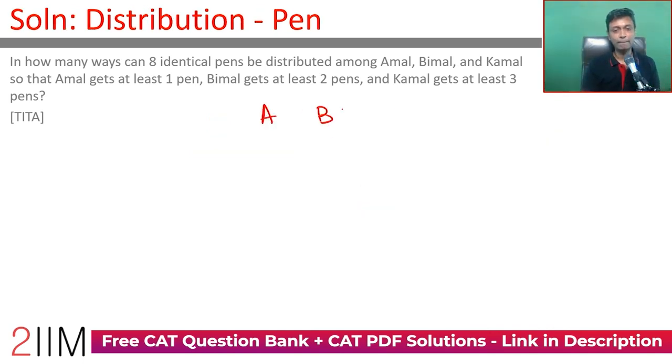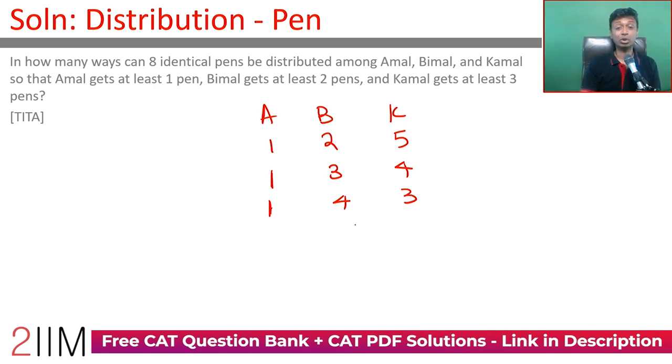We have A, B, K. Give him 1. Let's give Bimal 2. 1 plus 2 is 3. We need to have a total of 5. Amal being 1, this could be 3, this could be 4. Amal being 1, this could be 4, this could be 3. We cannot have 1, 2, 5. 1, 3, 4 and 1, 4, 3: these 3 possibilities exist with Amal getting 1.